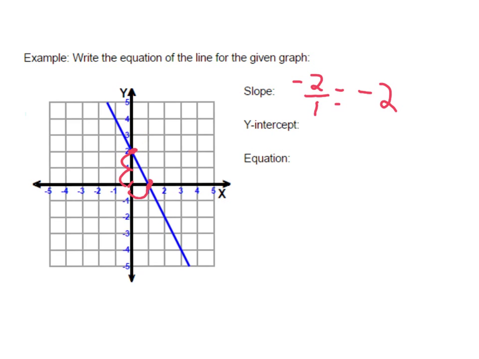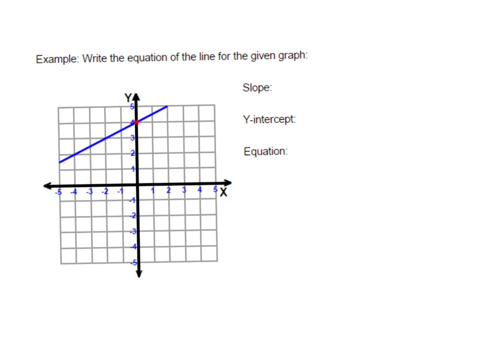And for my y-intercept, I'm going to look right here. I can clearly see that my y-intercept here is +2. So my equation would then be y equals -2x plus 2. Okay? Pretty straightforward. -2x plus 2, where this is my slope and this is my y-intercept. Let's take a look at another example.